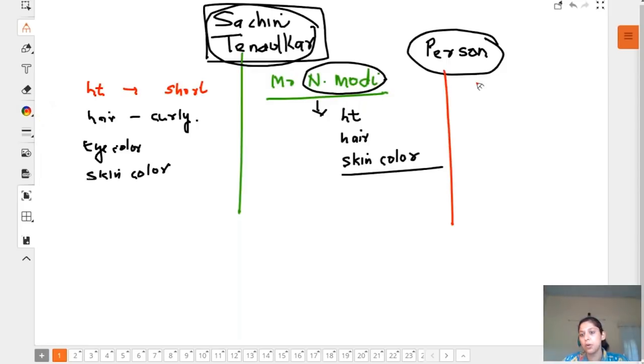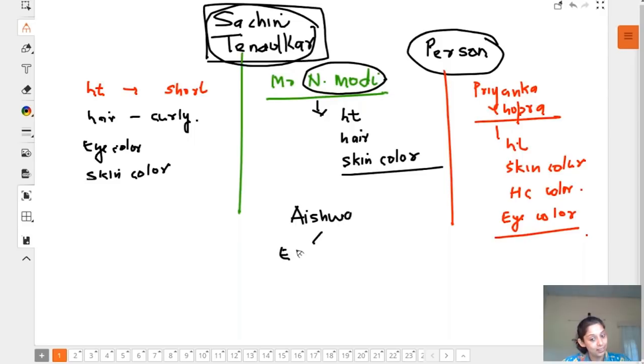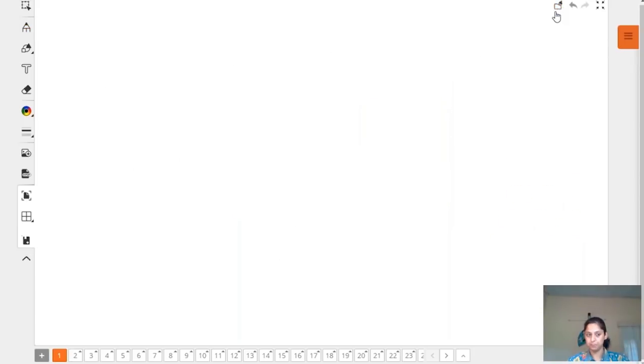Now, you take another person, let's say Priyanka Chopra. She has a particular height, skin color, hair color, and eye color again, right? Is that all clear to everybody? And then let's take somebody called Aishwarya Rai, who's very famous. Look at her eye color, her hair color, her skin color. So everybody is different. Why is everybody different? Everybody is different because of their genes. Simple. I look a certain type, you look a certain type, the whole world looks a certain type.